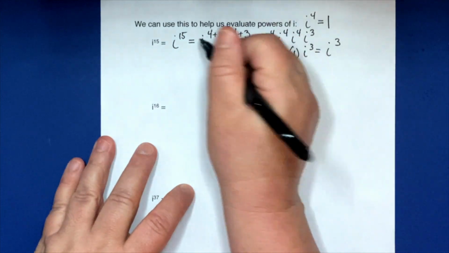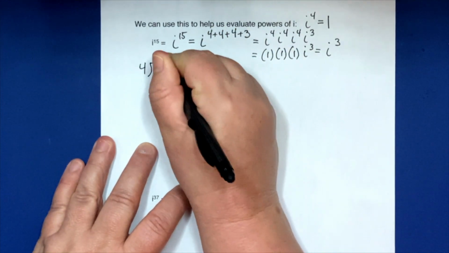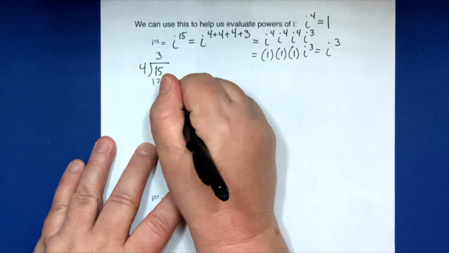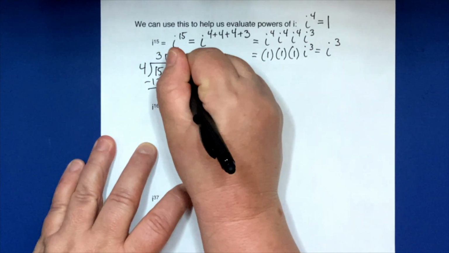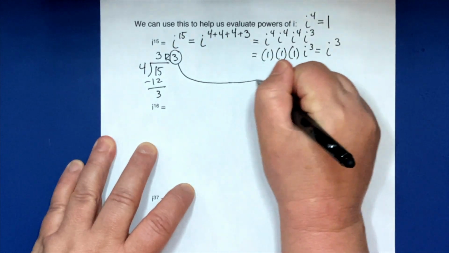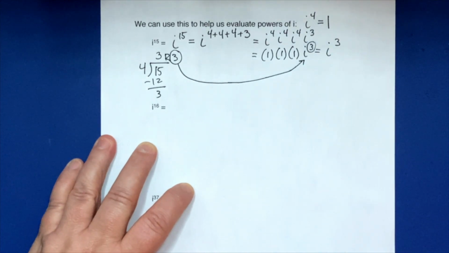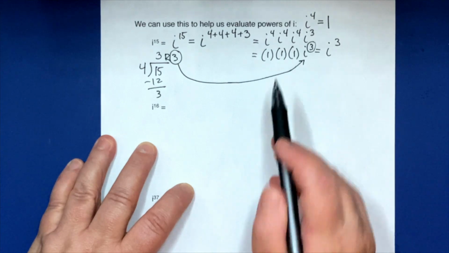The product really depends on what the leftover bit is. So when we divide 4 into 15, it goes 3 times, and we've got a remainder of 3. That remainder is this number right there. So if we can figure out what the remainder is, then we don't have to do all of this math.